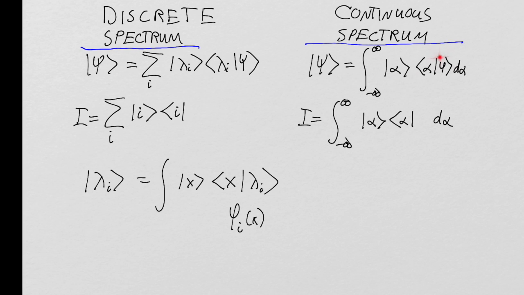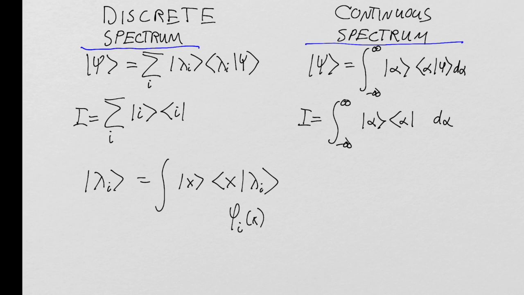And now you have this guy over here, which is still a complex number for a given value of alpha, but we treat this as a function, right? So this is now a function. And associativity gives us the identity operator in this form with the sum on the discrete spectrum side, and this form with the integral. Don't forget this little d alpha. You've got to integrate over a measure here. Well, you got to integrate over the eigenvalues in the continuous spectrum case.